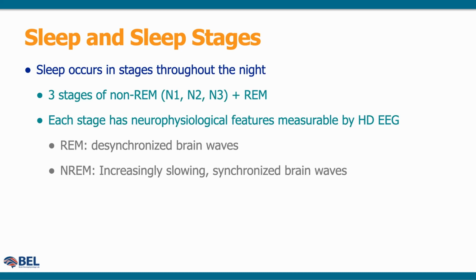Each stage has its own neurological features measurable by high-density EEG, and it's these neurological features that help us characterize each stage of sleep. So in REM sleep, it's classified by desynchronized brainwaves. It almost looks like you're awake. And then in the stages of non-REM, as you progress through them, you have these increasingly slowing synchronized brainwaves.